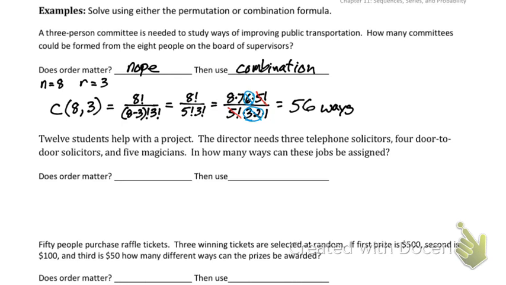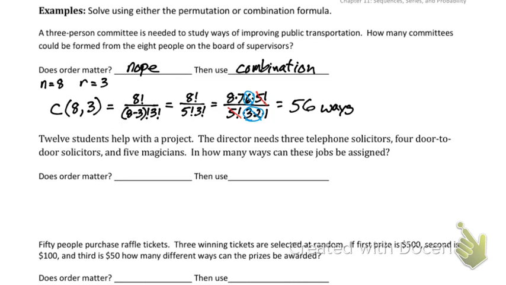We're done. Moving on. 12 students help with a project. The director needs 3 telephone solicitors, 4 door-to-door solicitors, and 5 magicians. And how many ways can these jobs be assigned? This one gets a little trickier. We kind of have to treat each one of those as their own entity. We have to look at telephone people, then we have to look at the door-to-door, and then we have to look at the 5 magicians.